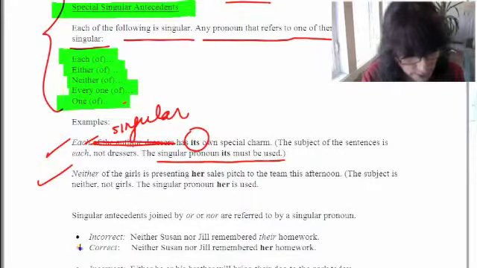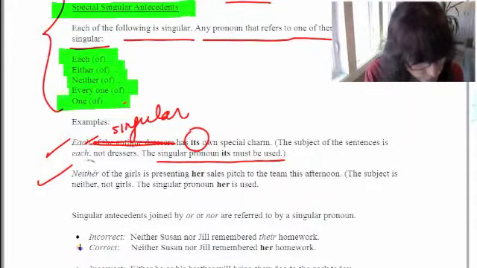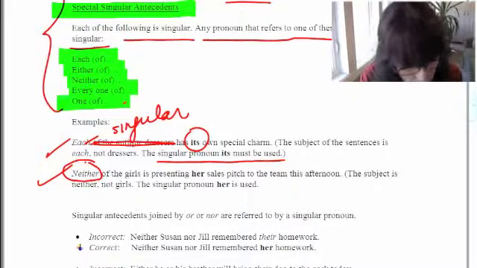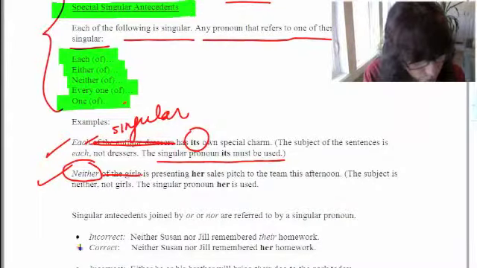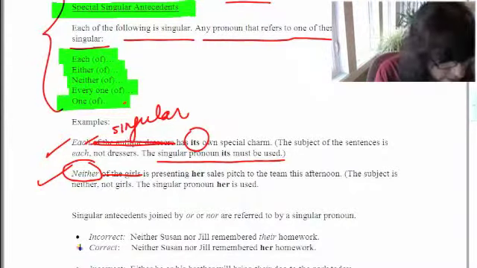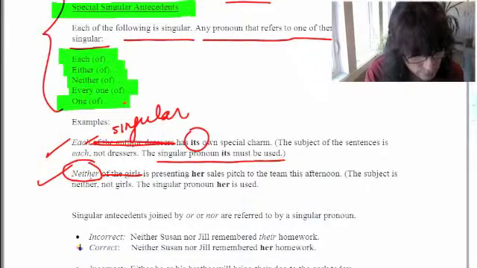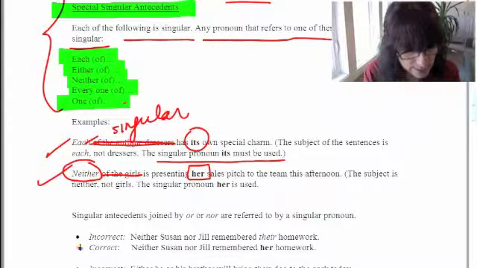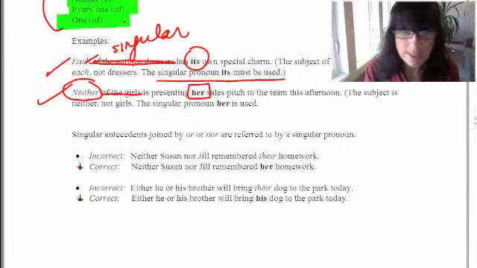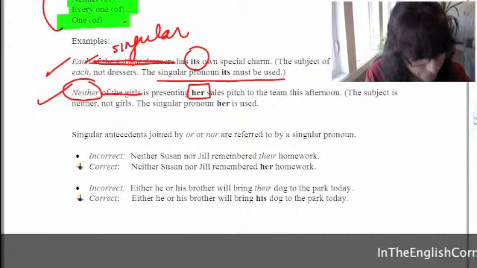The subject is each. The next one: neither of the girls is presenting her sales pitch to the team this afternoon. The subject is neither. And neither is always singular. It's one of those singular pronouns. So the subject is not girls. That's a prepositional phrase. Neither one is presenting her sales pitch to the team this afternoon. Neither is singular, so you'd have to say her. You know it's females because it says girls, so neither one is presenting her pitch. You can't say their pitch because neither is singular.